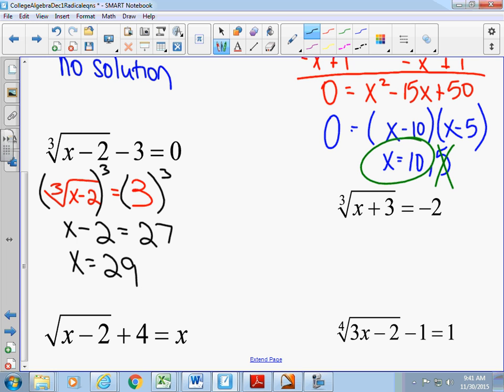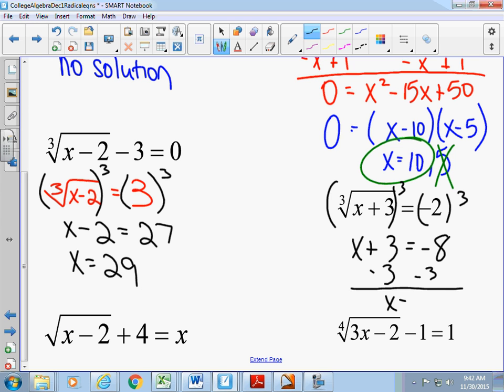This one. What do I do? Cube both sides. Negative 2 cubed is negative 8. Then what? Subtract 3. And let's check it. Negative 11 plus 3 is negative 8.